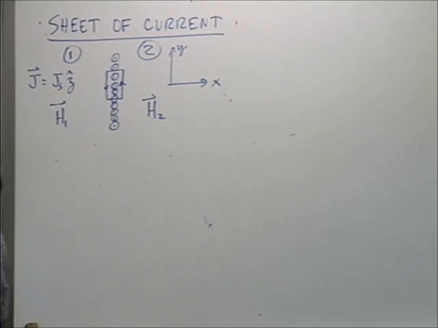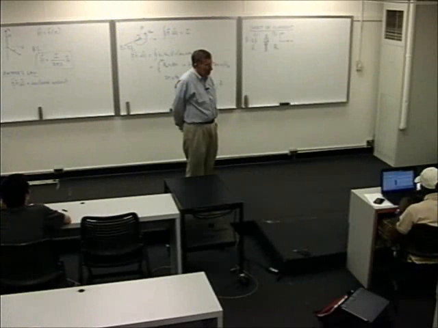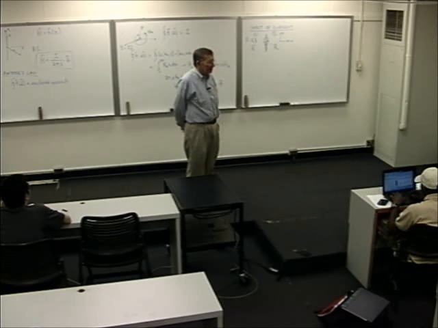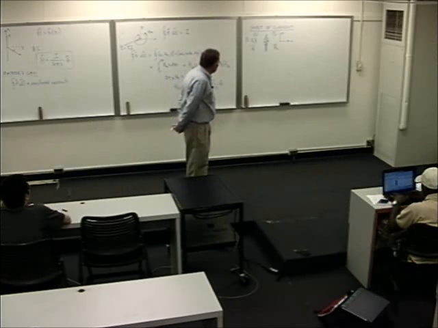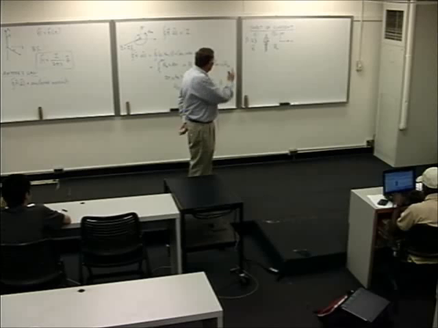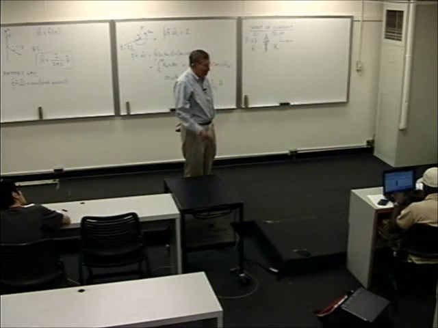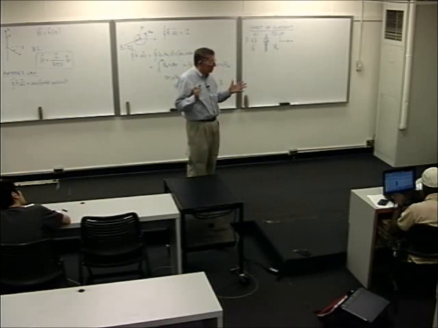So is this field a function of y? It's an infinite sheet of current, so it's not a function of y, right? And it's not a function of z because it's infinite in the z extent. So it's infinite in y and z. The only thing it can be is a function of x, if it's a function of anything at all.